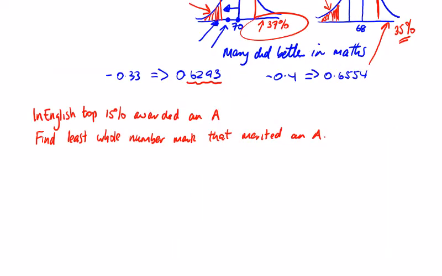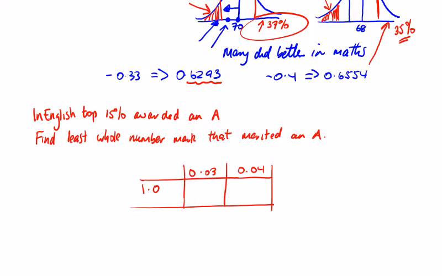So B part 2, in English, the top 15% were awarded an A. Find the least whole number mark that merited an A. So we go to the Z-score table again, and we find which one represents 85%. And we can see it's around here. It's 1.0, 0.03 and 0.04. Now we don't have to get the exact value in between these two. We can just round it. We can take the nearest value to 85%. But this is 8485. So that's 15 away. And 8508 here is only 8 away. And this one's 15 away. So we'll say 1.04 is the Z-score.